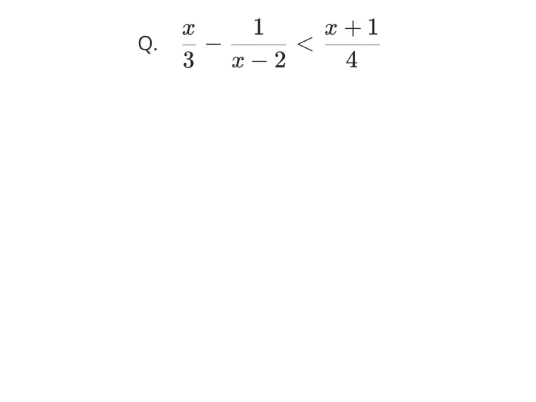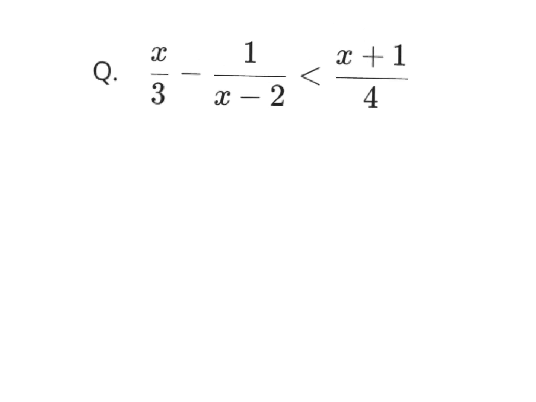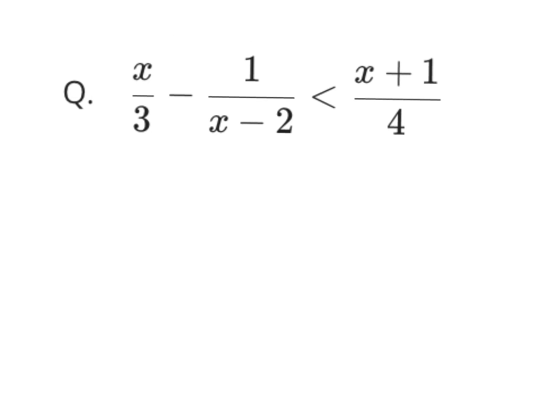How do I get rid of fractions here? Multiply? By what? Which fraction do you want to get rid of first? 1 over x minus 2. You want to get rid of the 1 over x minus 2. So I want to multiply everything by x minus 2. Everything by x minus 2.